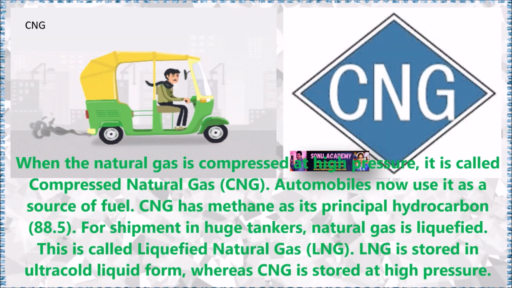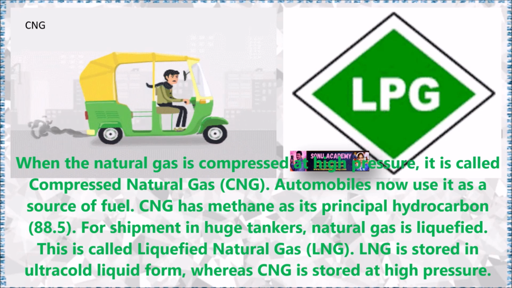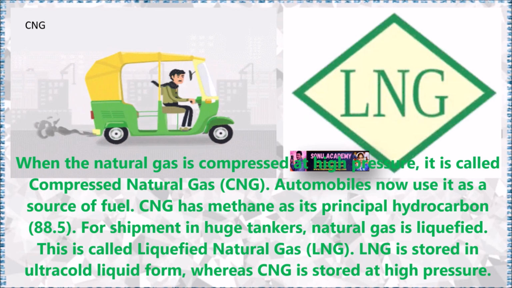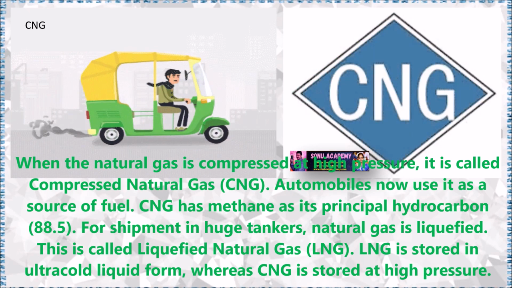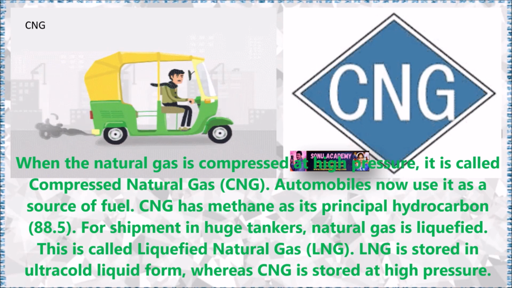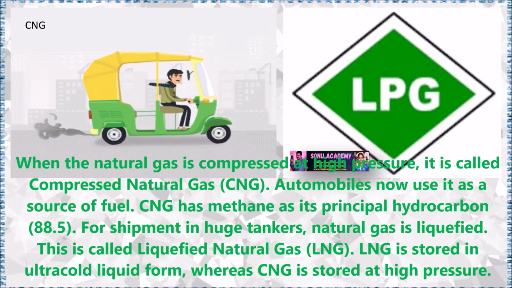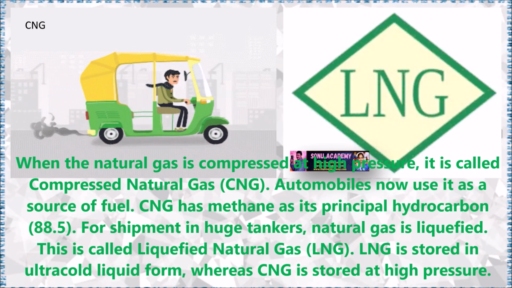When natural gas is compressed at high pressure, it is called compressed natural gas. Automobiles now use it as a source of fuel. CNG has methane as its principal hydrocarbon. For shipment in huge tankers, natural gas is liquefied. This is called liquefied natural gas. LNG is stored in ultra cold liquid form, whereas CNG is stored at high pressure.